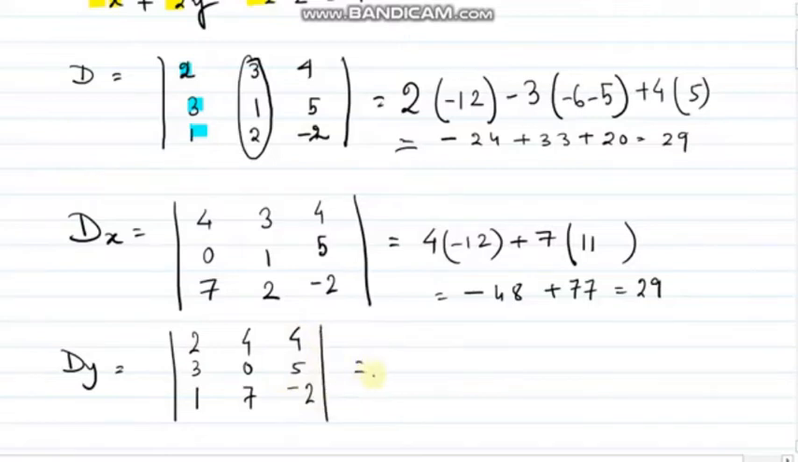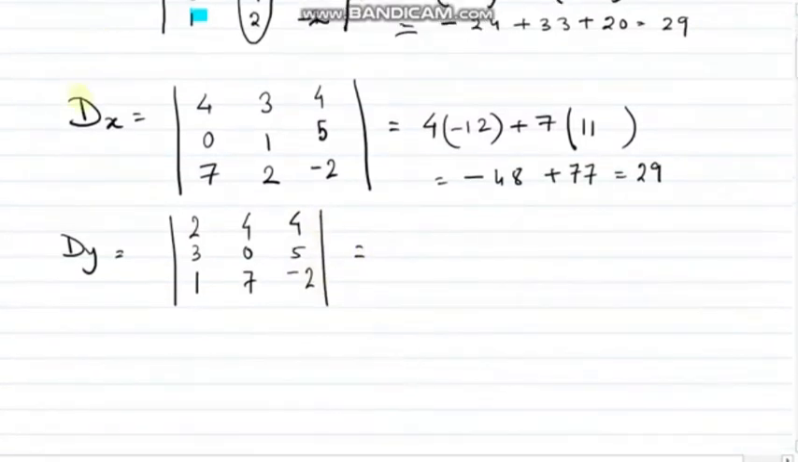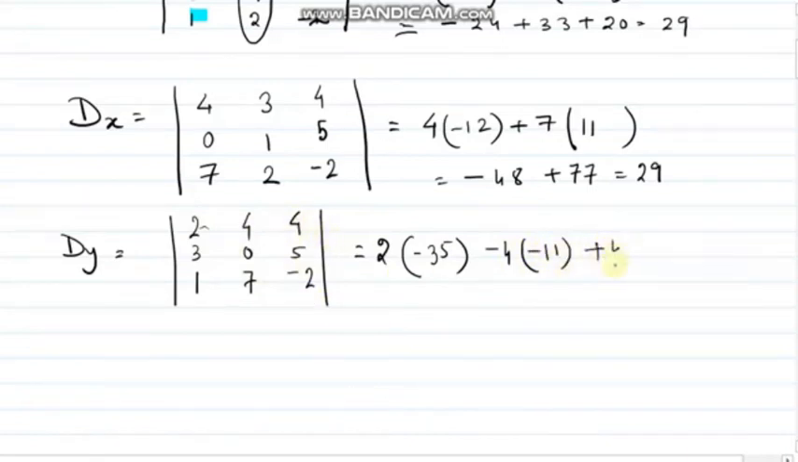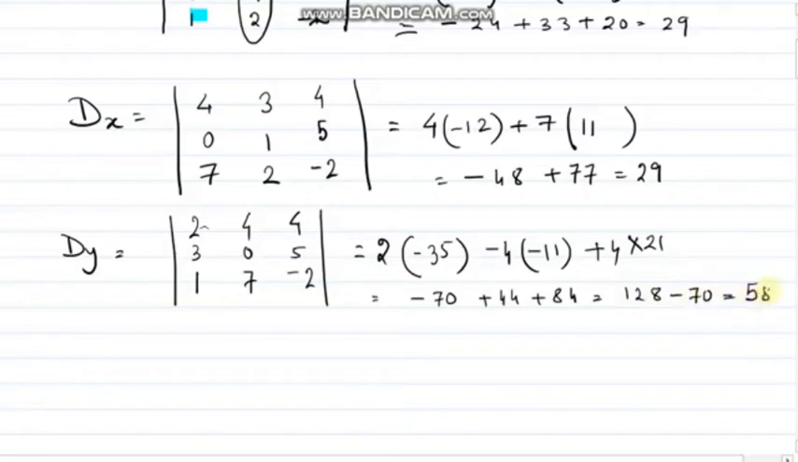So if I need to find the value of this, just check. If I take the first row, any row or column you can take, it will be 2 into 0 minus 35. Minus 4 into minus 6 minus 5, which is minus 11, and another 4 into 21, into 0, so only 21. So it will be minus 70, plus 44, plus 84. So it will be 128 minus 70, so the answer is 58.